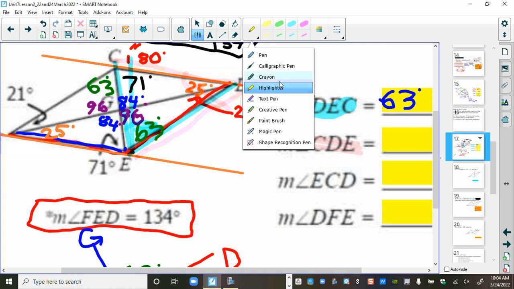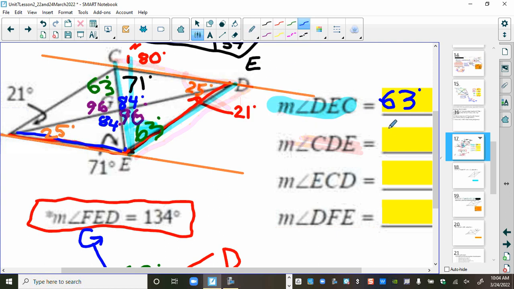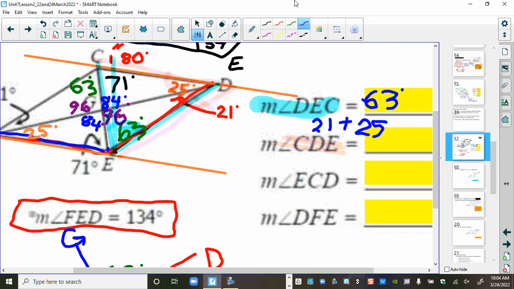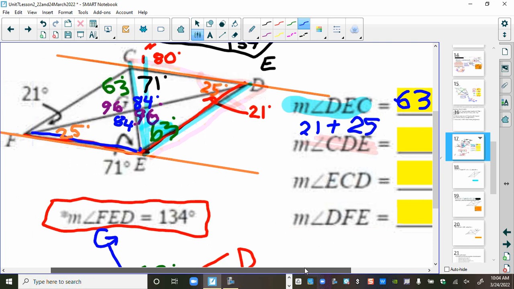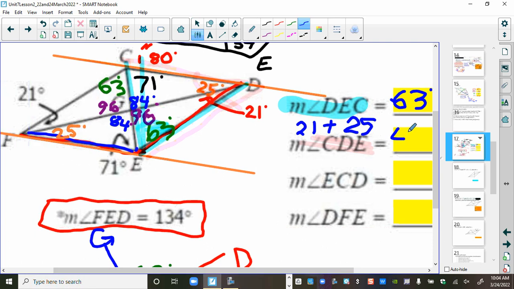So CDE, that total is going to be the 25 plus 21. So I'm going to write 25 plus 21 here, and then you add them up. So that one's going to be 46.